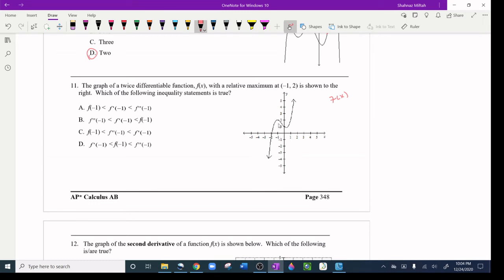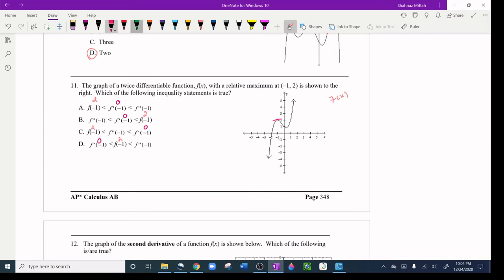When x is -1, the y value is 2, and this is f original, okay? So that's positive 2. So now wherever I see f(-1), that means that's 2. Okay, done. Now, what is f prime of -1? So f prime of -1 means I have to draw a tangent line. So I'm going to draw a tangent line at -1, and you can tell the tangent line at -1 is 0. So f prime of -1 is 0.